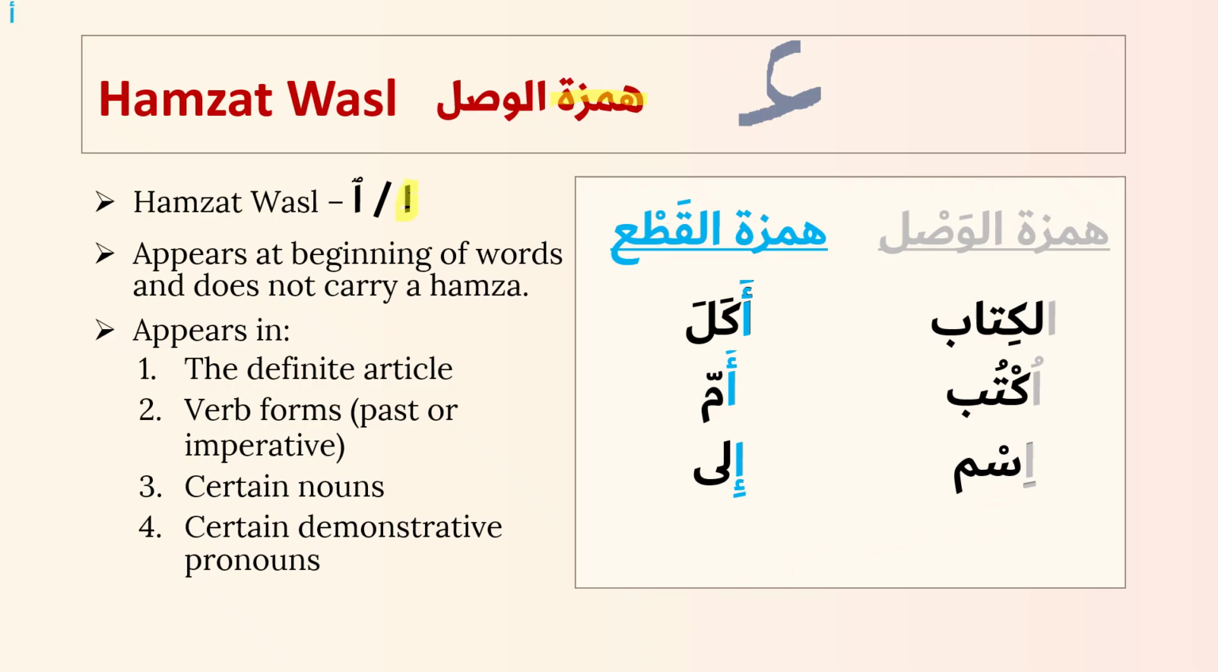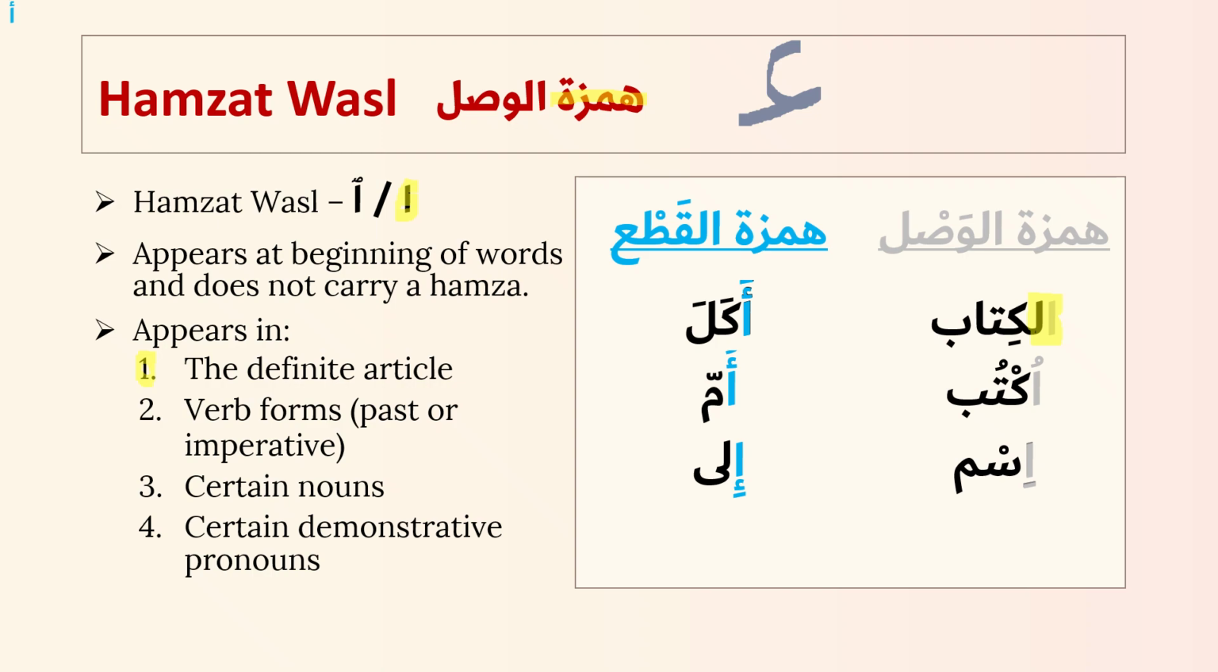Of course, there are 3 positions where Hamzat Wasl appears. It appears in the Arabic definite article. The Arabic definite article is al, meaning the. It's attached to the beginning of a word, al. And the alif in the beginning is always a Hamzat Wasl.